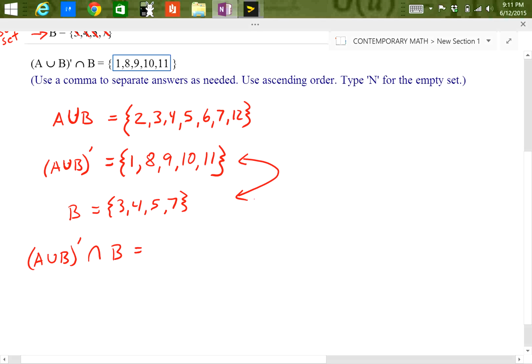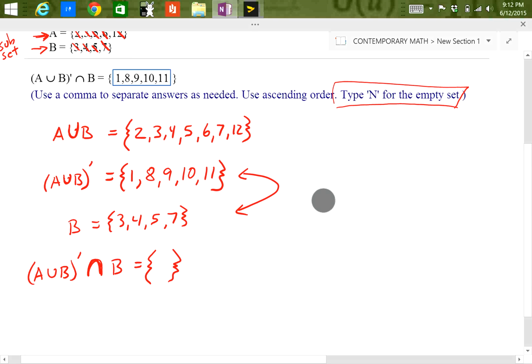Now you'll notice here that I've got 1, 8, 9, 10, 11 in A union B knotted, and I've got 3, 4, 5, 7 in B. So again, intersection is what do those two sets have in common? Looking at those sets, you can see that they have nothing in common. So the intersection of those two sets is nothing. It's the empty set. It's the set that has nothing in it. Now you'll notice it says type N for the empty set. The intersection of A union B knotted and the set B, there is no intersection, there is no overlap. So the correct answer that you would plug in here would be N.